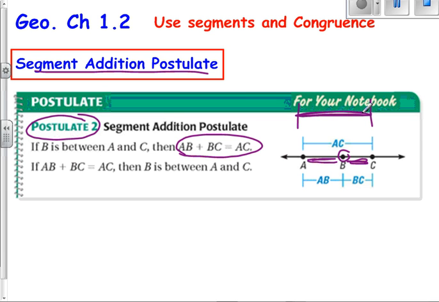All right. Now they're going to rewrite that and say, okay, if AB plus BC is equal to AC, then B is in between A and C. And if you notice, it's the letters right there. So they're saying if AB plus BC is equal to AC, then B must be in between A and C. So it's just another way to use that postulate when it comes time for proofs.